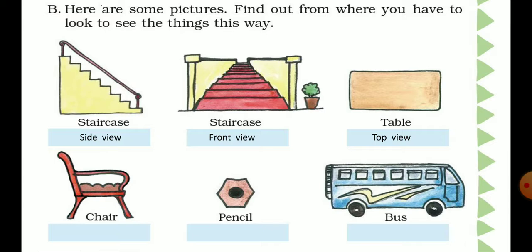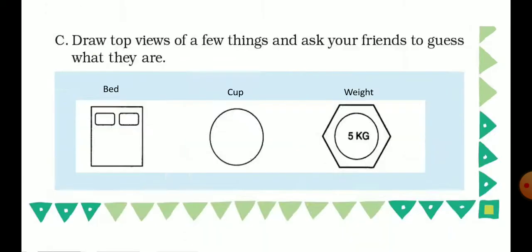Chair. If you see the chair from the side, it will look like this. Pencil. When your pencil is not sharp, from the top side it will look like this. If you see the bus from the side, it will look like this. So here you have to write the different views of the pictures. Draw the top view of a few things and ask your friends to guess what they are. Here I drew a picture of a bed, cup and weight from the top side.